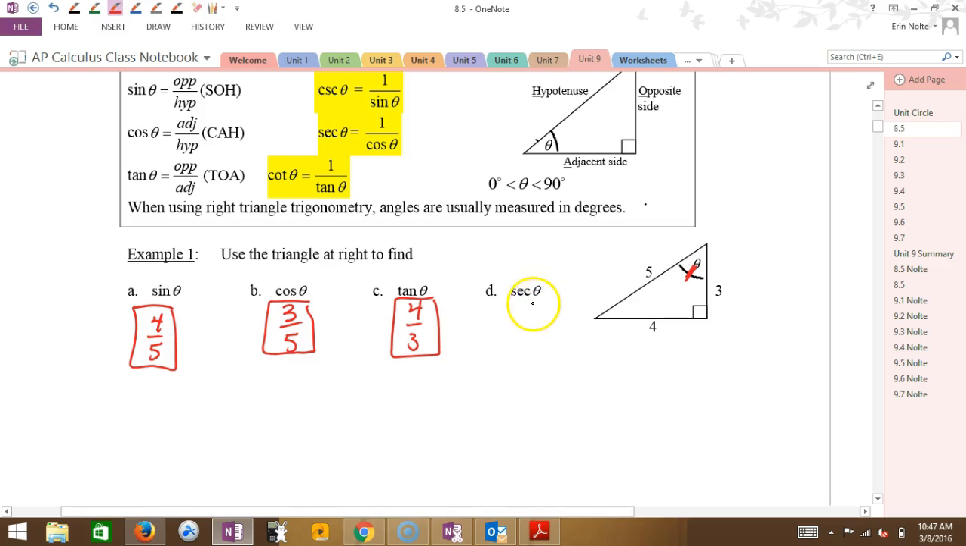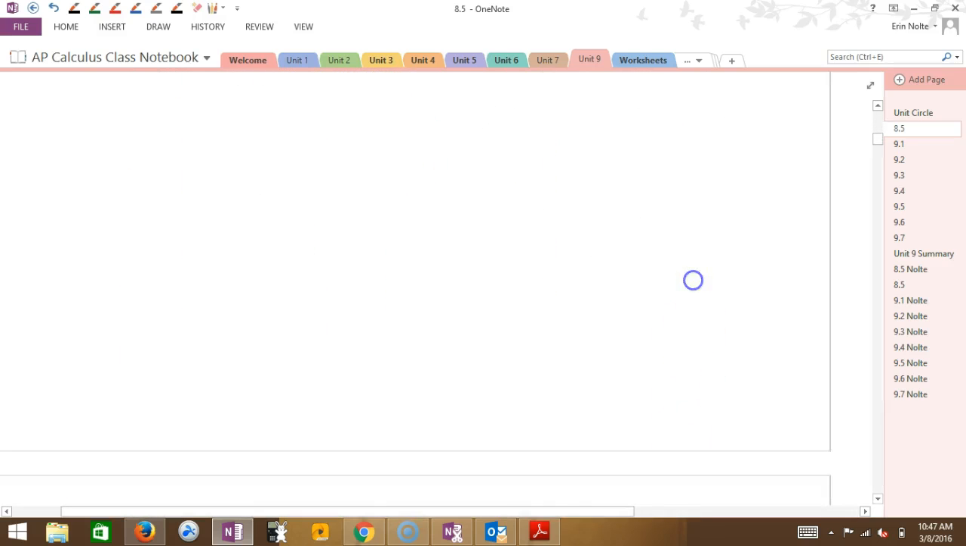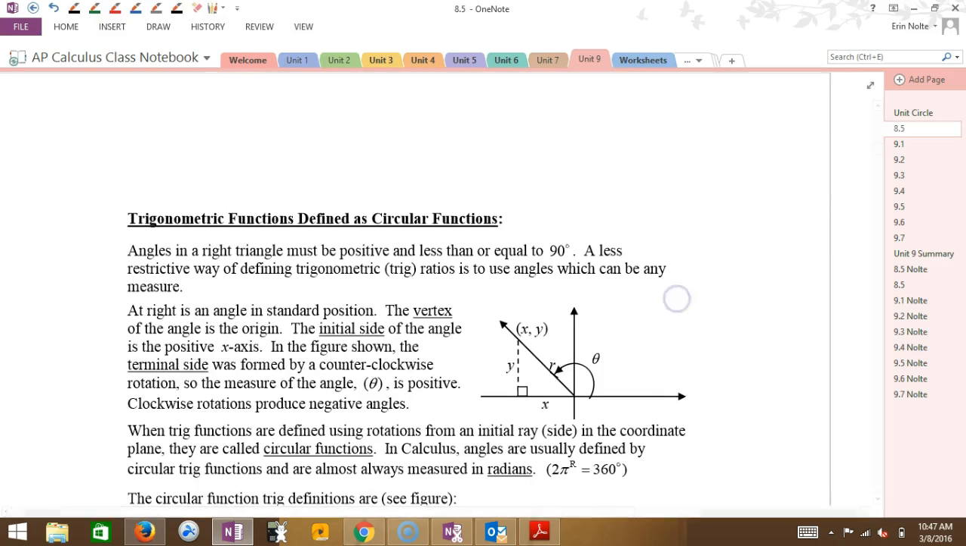The last one here is secant, which we remember is the reciprocal of cosine. You can do this one of two ways. You can think of it as the reciprocal of this ratio, which would be hypotenuse over adjacent. Or you can think of it even simpler, and just reciprocate this fraction here. So we can call that 5/3. Both ways would get you the same ratio. That should be review for you, nothing new there.